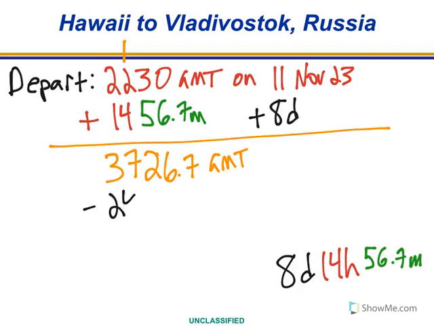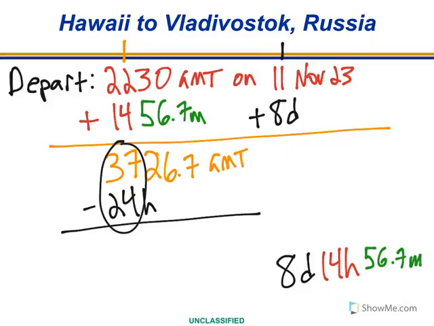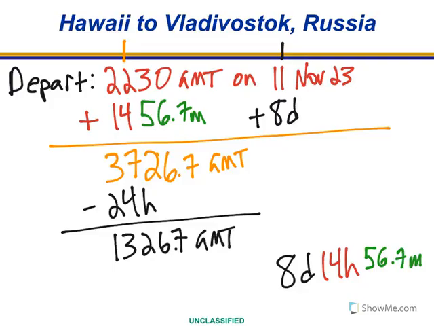So what we need to do is subtract 24 hours from here, and to account for that, we're going to add 1 day over here. That way it's a 1-for-1 swap. So now when we do this math, we're going to do 37 minus 24. That gives us 13. We'll bring down the minutes, 13:26.7. So we're going to arrive at 13:26.7 GMT.